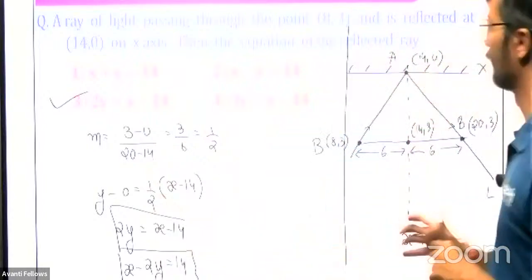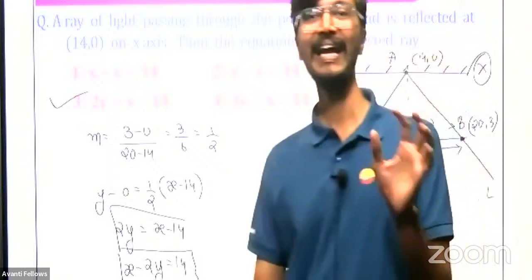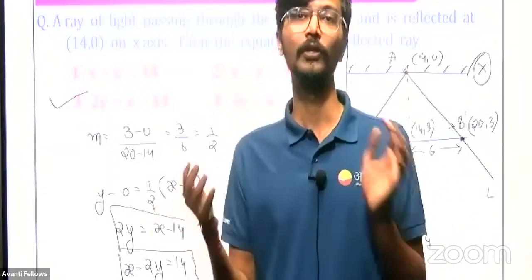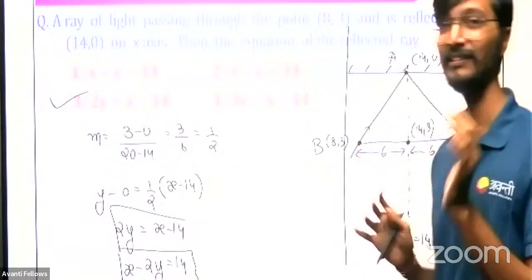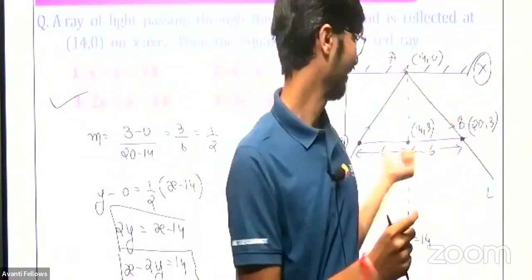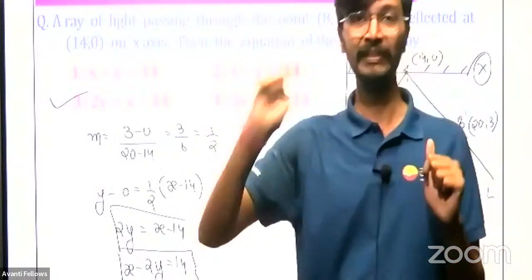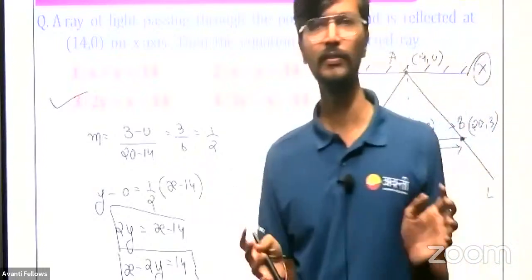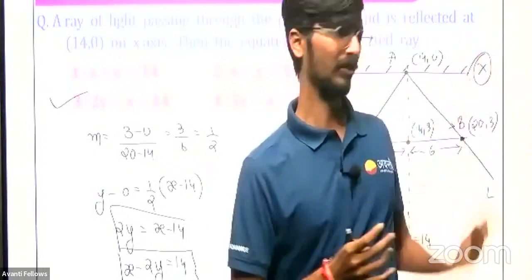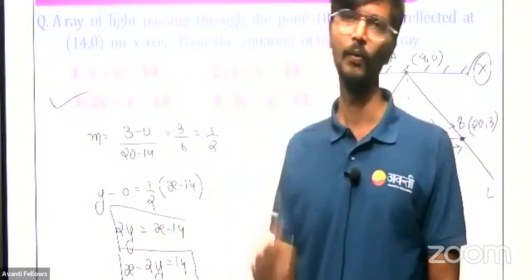But say imagine this would not be the x-axis. If this would not be the x-axis, then we cannot use this geometry that we did here, because then the distances will not be 6 and 6. So in that case, we have to use the formula of image of a point. So let's remember. But generally, they don't ask such questions where this is not, as much as I've seen, it is always either the x-axis or the y-axis.